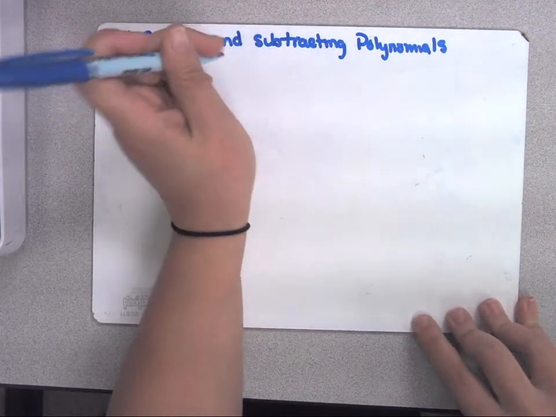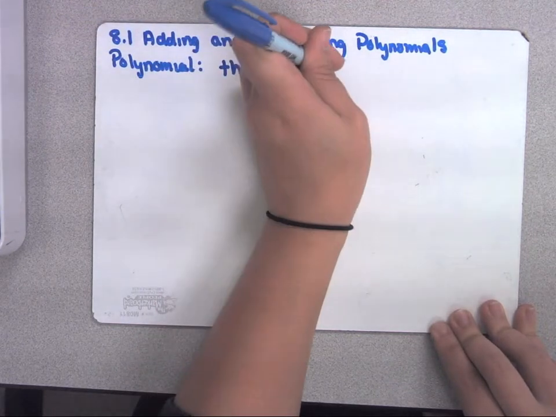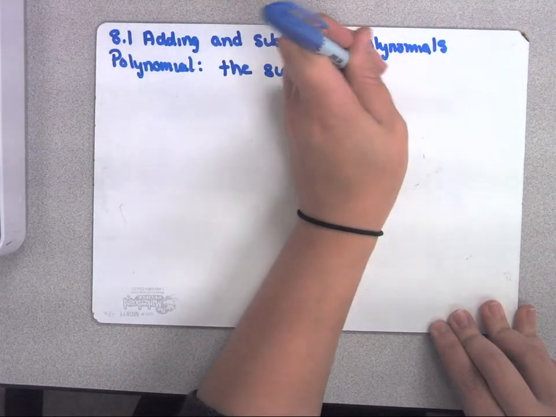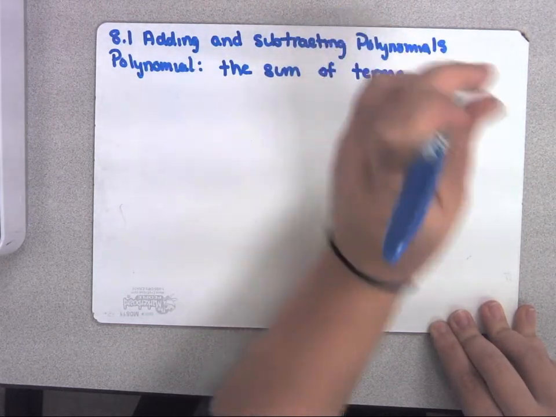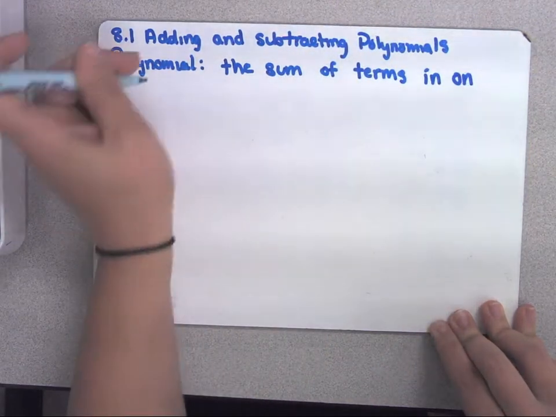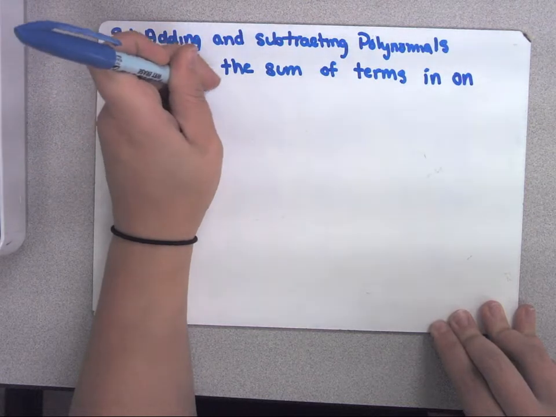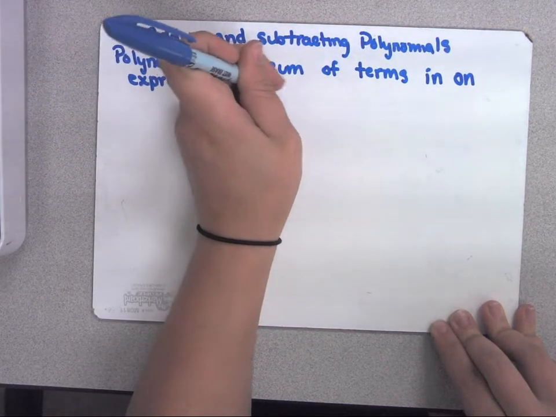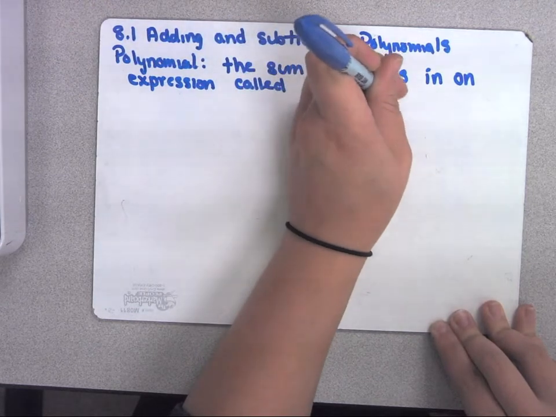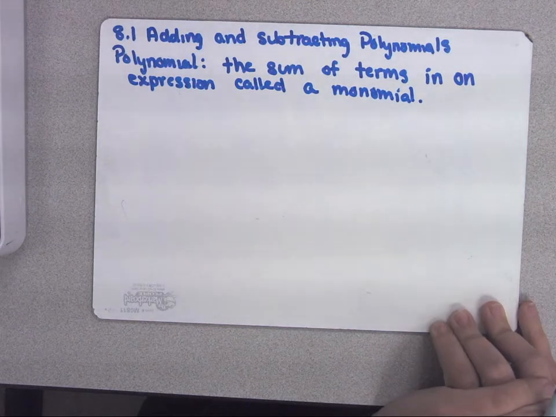A polynomial is the sum of terms in one expression called a monomial. So there's like a definition within a definition. Don't worry, I will give it to you.